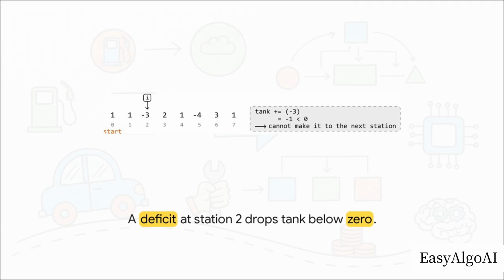But then, suddenly, at station 2, we hit a massive speed bump. The net gas here is a harsh deficit of -3. We only had 2 in the tank, so dropping by 3 puts our tank at exactly -1. This means we literally ran out of gas trying to reach the next stop. We completely failed the simulation starting from station 0.